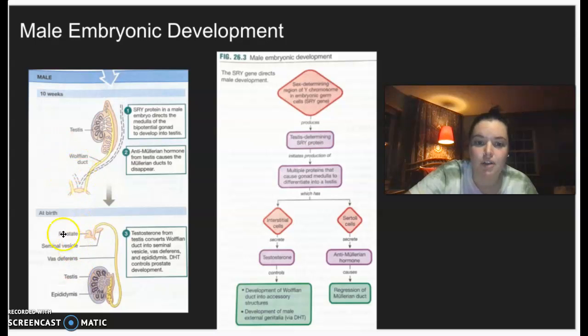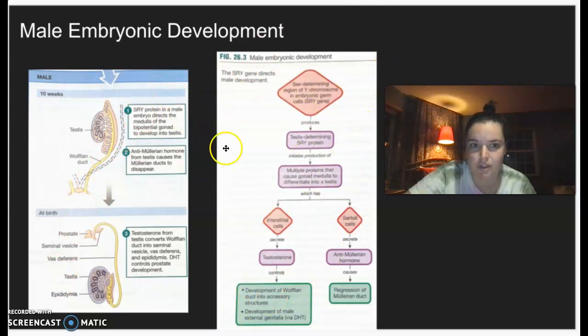And then at birth, the testosterone will convert the Wolffian ducts into the seminal vesicle, which is right here, the vas deferens here, and the epididymis right here. DHT will then go on to control prostate development and then also all other sexual characteristics.